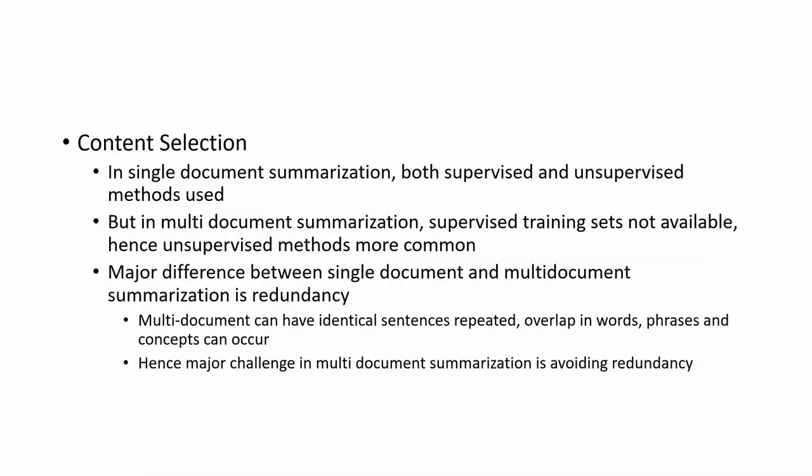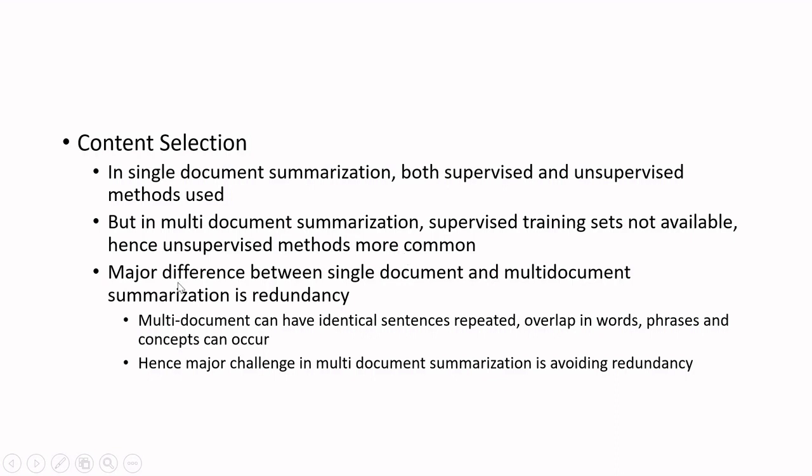Now, in content selection, in single document summarization, we saw, okay, both supervised and unsupervised methods are found. But in multi-document summarization, supervised training sets are not available. It is not easy because it involves a lot of human work in order to actually have supervised or labeled training sets for multi-document summarization. So we only see unsupervised methods more common.